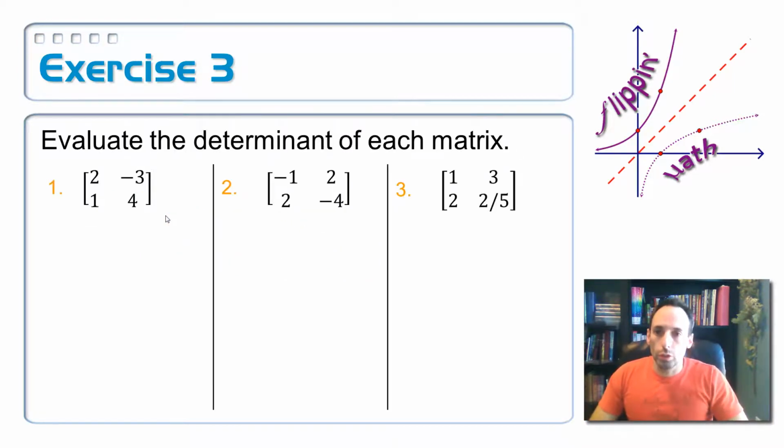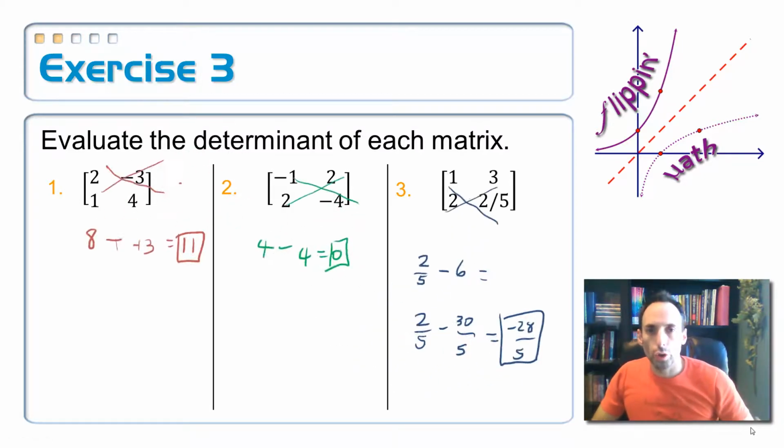Why don't you give a couple of these things a try? All right, so evaluate the determinant of each of these 2 by 2 matrices. All right, let's take a look at what you got and see if you got the correct answers.